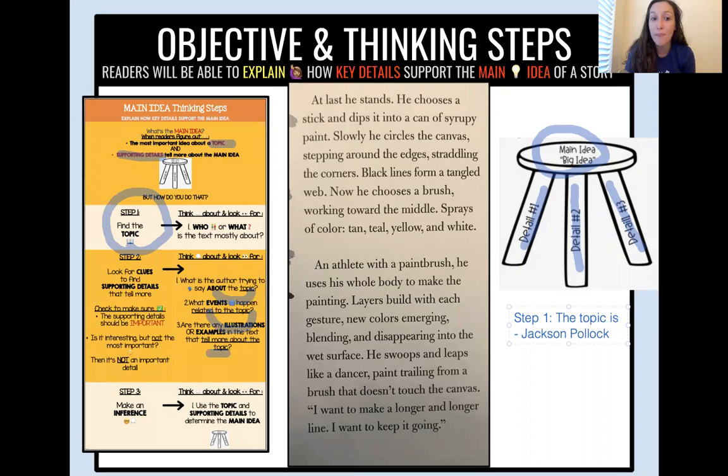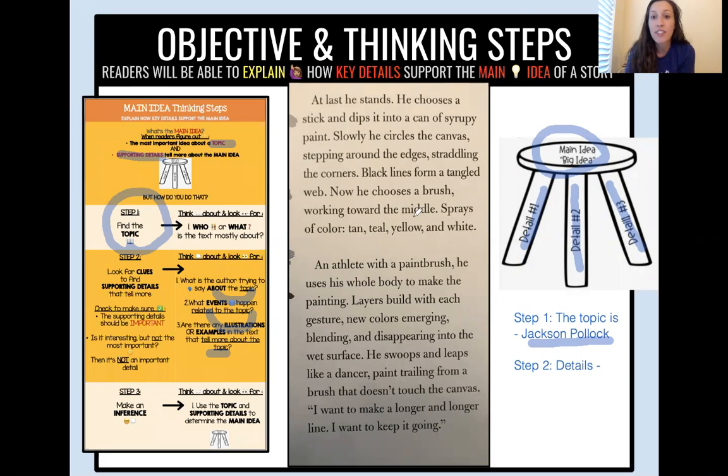So for step 2, I'm looking for some supporting details. Now, if I go back to my highlighter, I'm going to highlight some supporting details that tell me what does the author want me to know about Jackson Pollock? What's the big idea about Jackson Pollock? What's he doing in this page that's important?